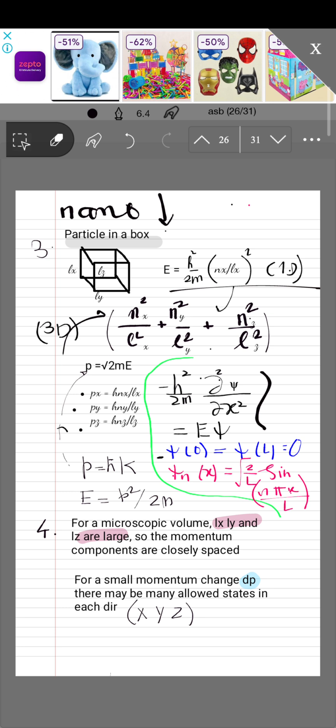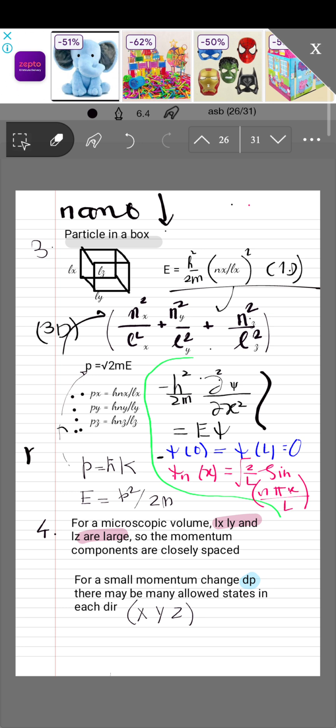Now, for a very small volume, that means for a microscopic volume, it is in the denominator. It is Lx. The dimensions are in the denominator. So, for a macroscopic volume, this Lx, Ly, and Lz are large. So, the momentums are very closely spaced.